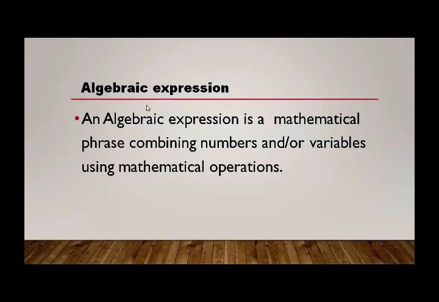Now, algebraic expression. An algebraic expression is a mathematical phrase combining numbers and/or variables using mathematical operations. So, according to the definition, an algebraic expression is a combination of different numbers. All types of numbers are included here, and variables. For variables, we already discussed that we use different letters, and they are combined by mathematical operations. Mathematical operation means plus, minus, multiply, and divide signs.